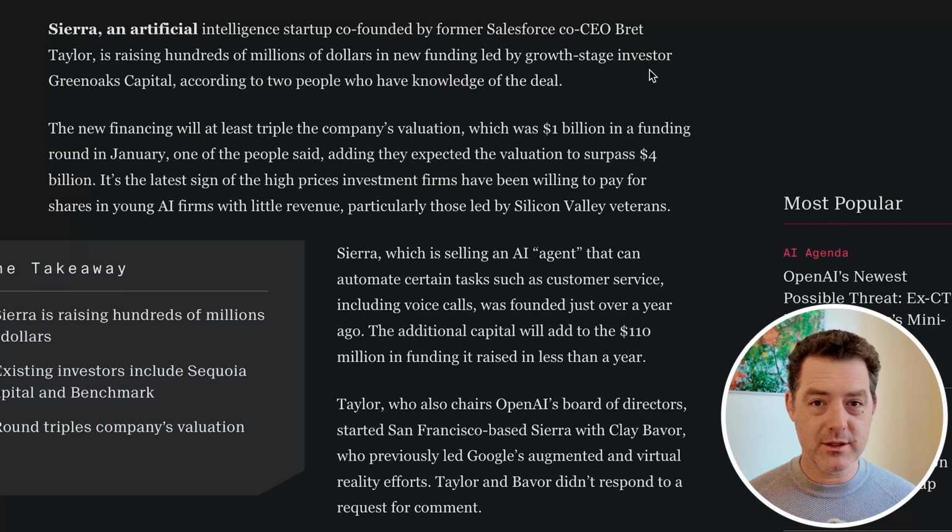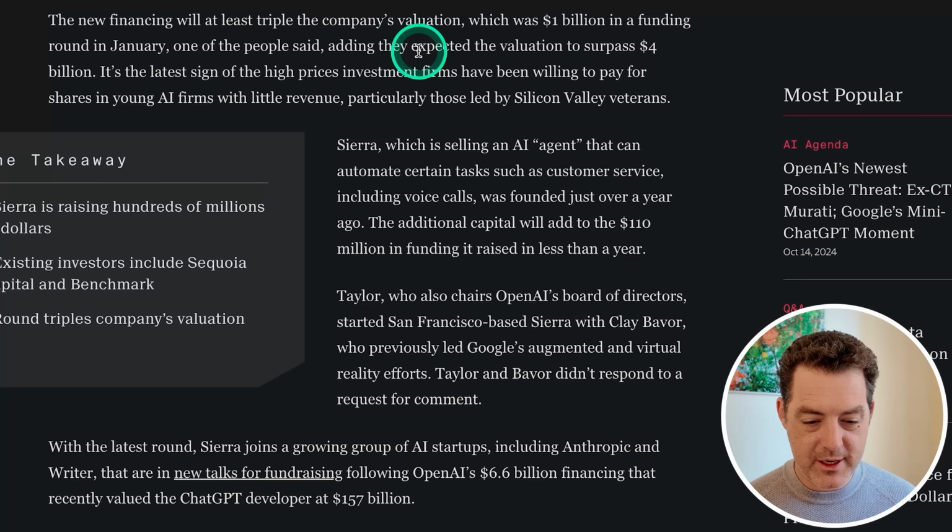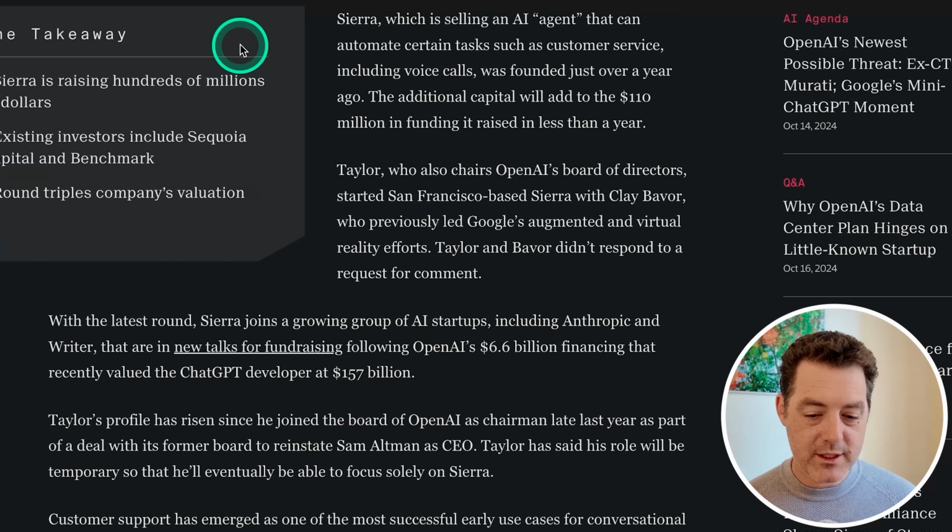So his startup is called Sierra, an artificial intelligence startup co-founded by former Salesforce co-CEO Brett Taylor, is raising hundreds of millions of dollars in new funding led by growth stage investor Green Oaks Capital, according to two people who have knowledge of the deal, according to The Information. It triples the company's valuation, which was only $1 billion back in January. Sierra, which is selling an AI agent that can automate certain tasks such as customer service, including voice calls, was founded just over a year ago. So yeah, a $4 billion valuation sounds about right.